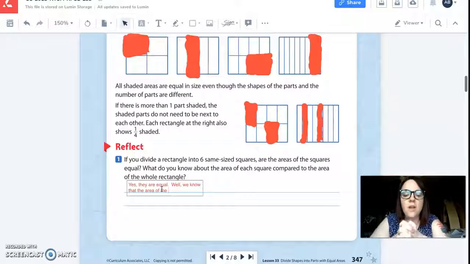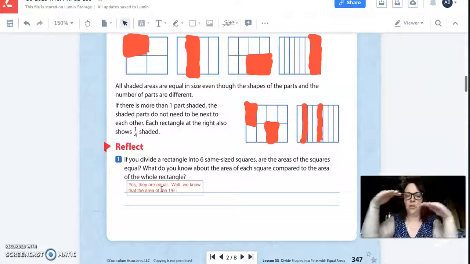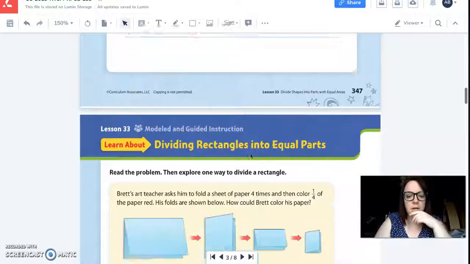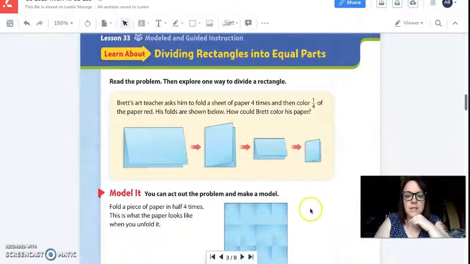So we know that the area is 1/6, and you guys can write your fractions 1 with a line underneath it, 6. I do it like this because I'm typing. We all know that the area of the rectangle is 1/6. So that means we have 6 parts in it, and those all equal the whole area of the rectangle. It's a little bit of a tricky question, I know. That's okay though. Okay, now we're dividing rectangles into equal parts.